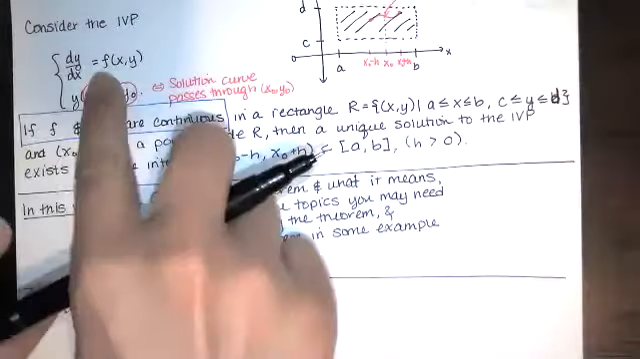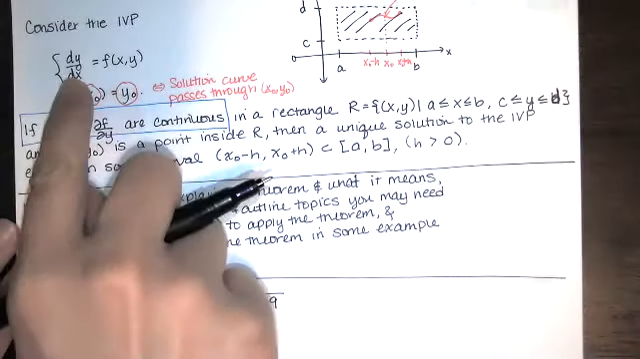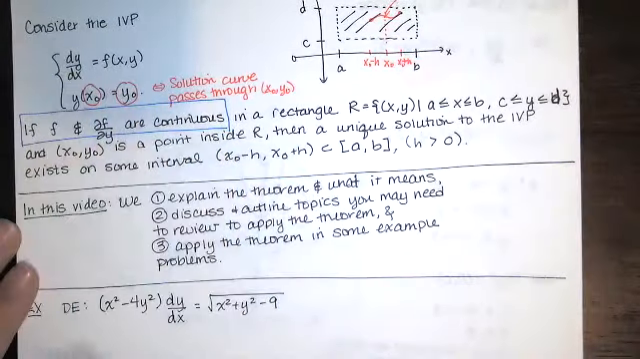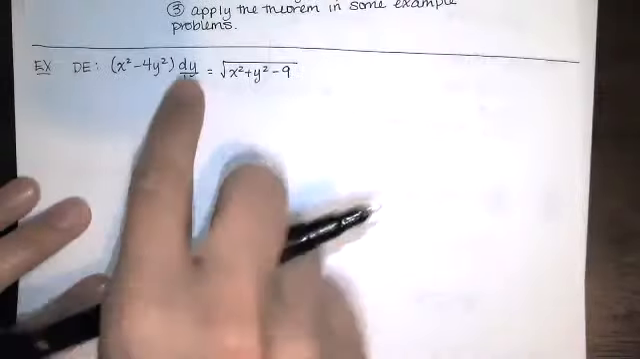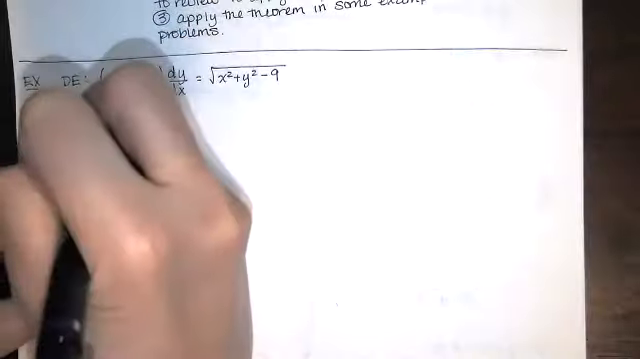Okay, now notice how this IVP is set up. Dy dx is by itself, f of xy is on the other side. So we need to do a little algebra first, and we need to get dy dx by itself.